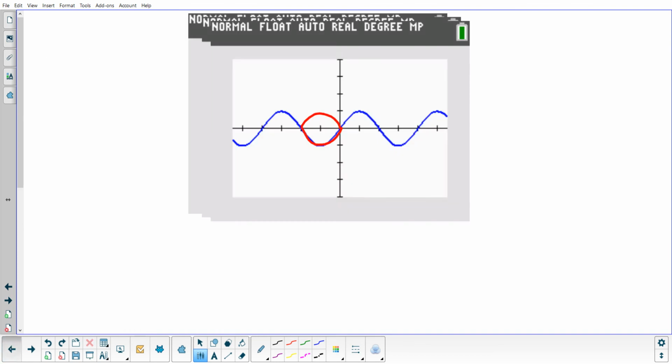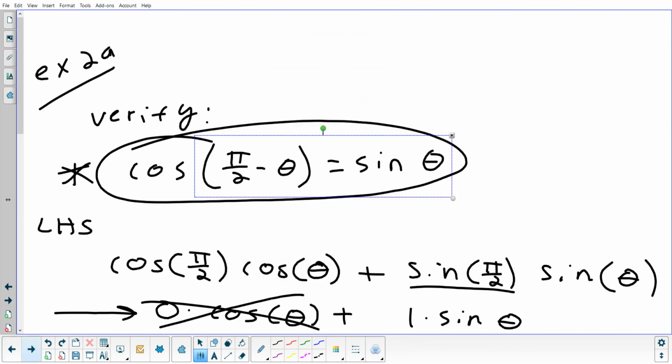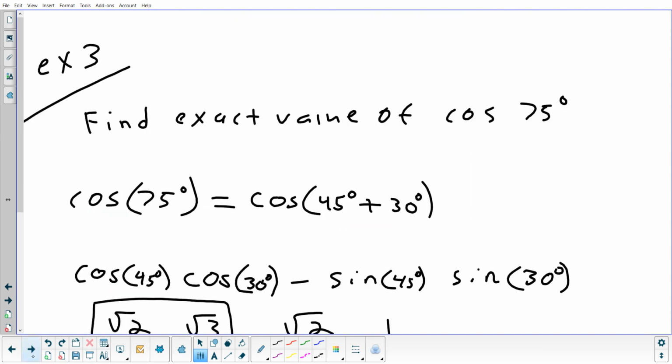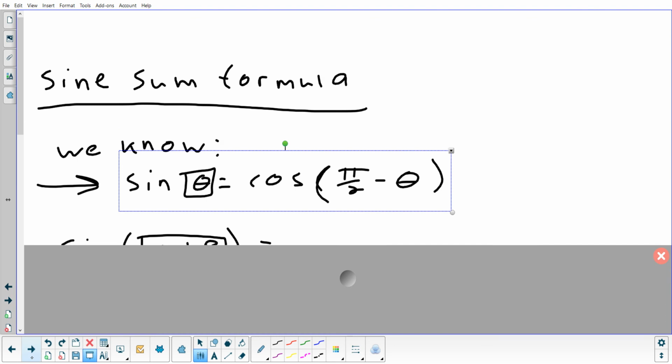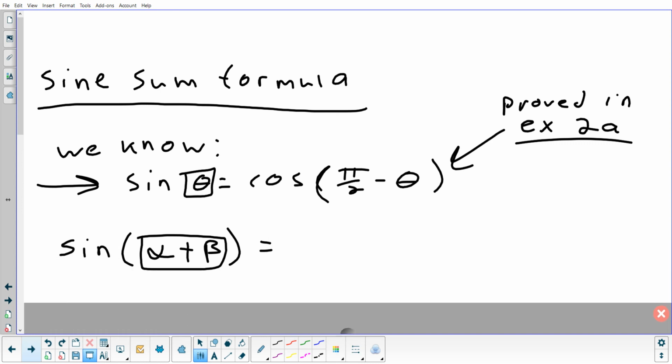Let's go back to our example. Right here: sine theta equals cosine of pi over 2 minus theta. So we proved this in example 2a. We didn't know that before we did that, but now we do. Okay, so we proved it. So keep this in mind, and this is going to pop up somehow in a second.